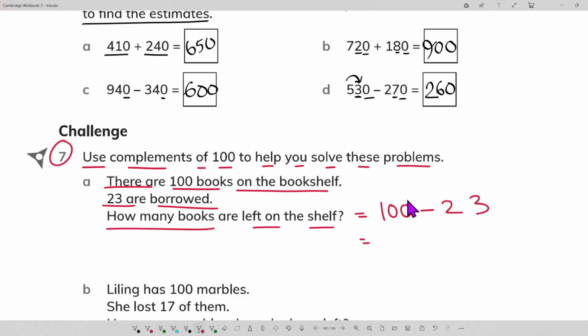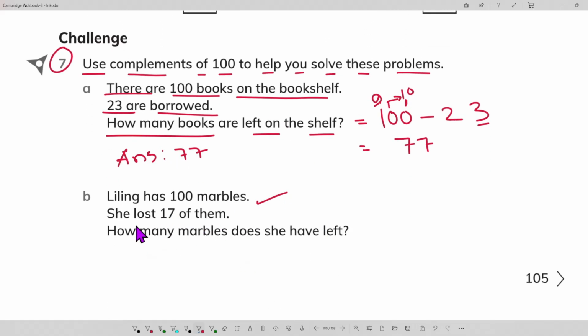So 0 minus 3, it's not possible, so it will become 10, right? So 10 minus 3, it's 7, because we take from here 7, and then here is a what, 10, but we already give 2 once, so now it's become 9. So 9 minus 2, it's a 7. So our answer is 77.